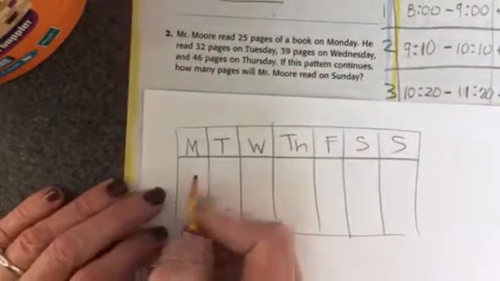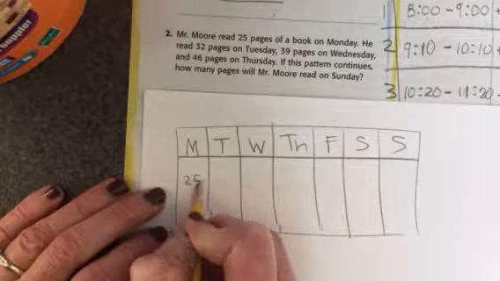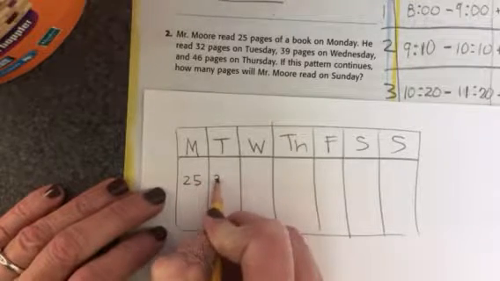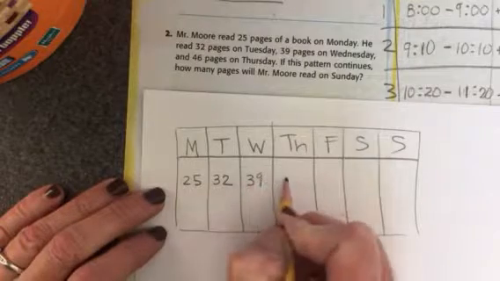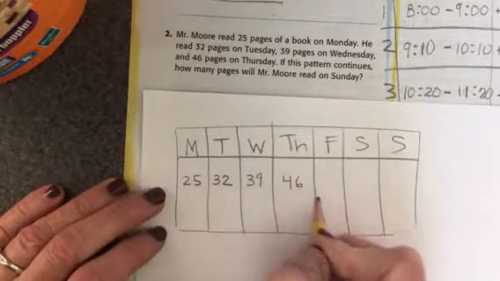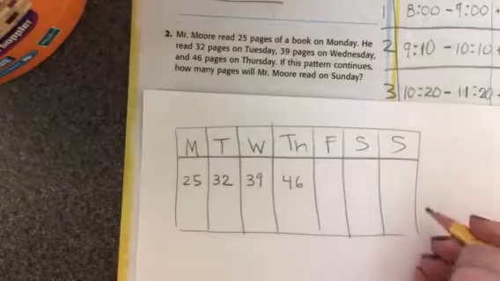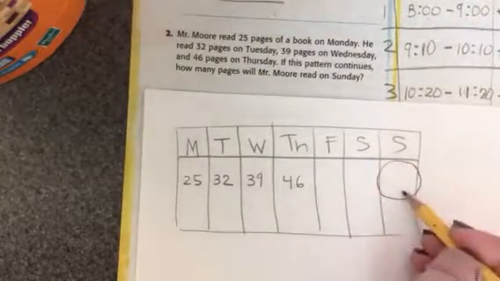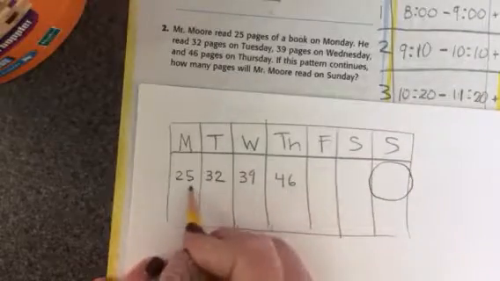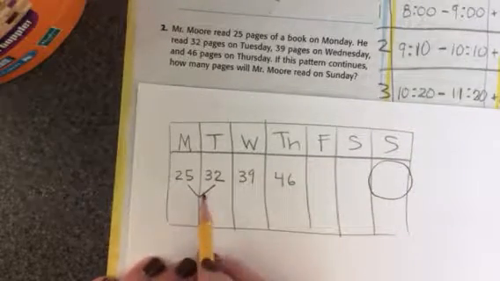All right, on Monday he read 25 pages. On Tuesday he read 32 pages, then 39 on Wednesday, 46 on Thursday. If this pattern continues, how many pages will Mr. Moore read on Sunday? So the number that goes right here is what we're looking for. So you'll need to find what the pattern is.